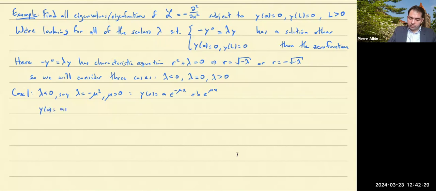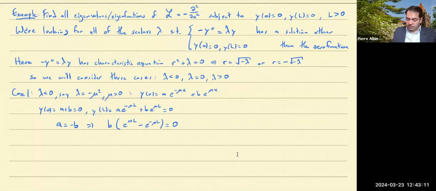So y of 0, which would be a plus b, we need that to be 0. And then y of L would be a e to the minus mu L plus b e to the mu L. And we also want that to be 0. So from here, we get that, say, a is equal to minus b. And then if I substitute minus b instead of a over here, I would get b times e to the mu L minus e to the minus mu L equal to 0.